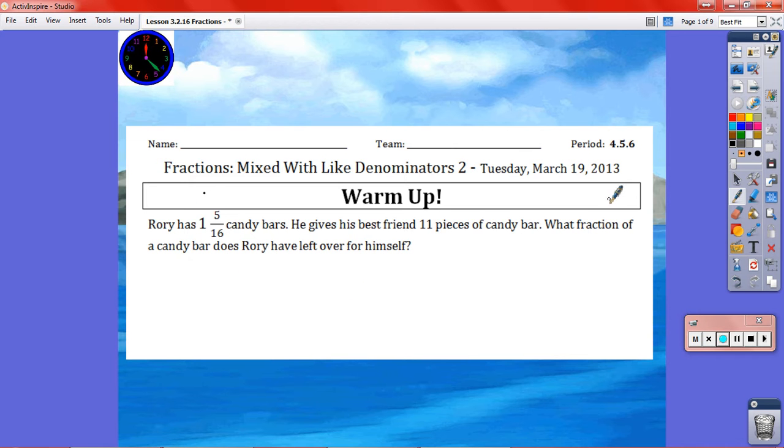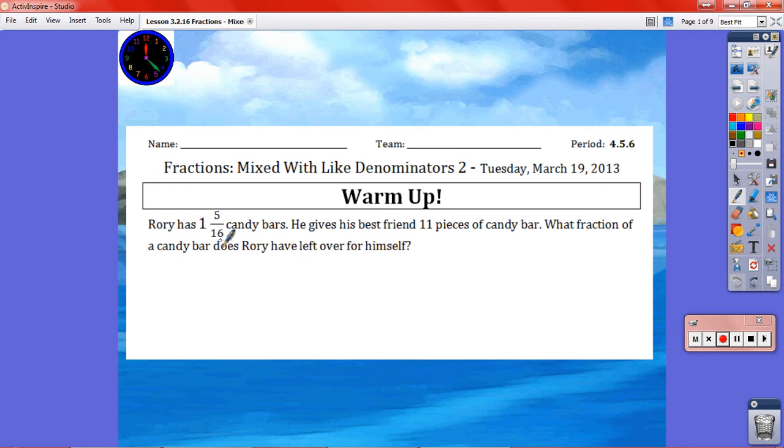So, for example, Rory has 1 and 5/16 candy bars. He gives his best friend 11 pieces of candy bar. What fraction of a candy bar does Rory have left over for himself?